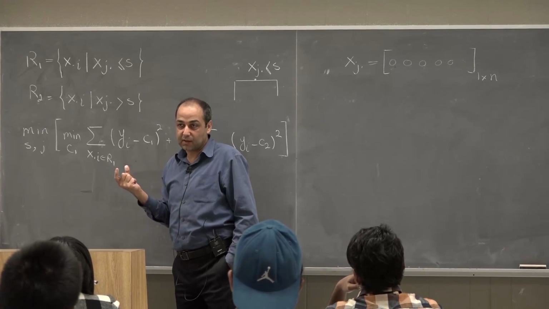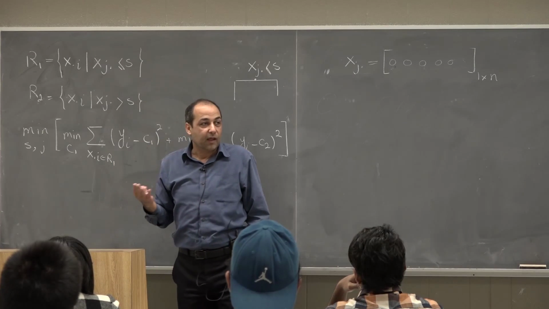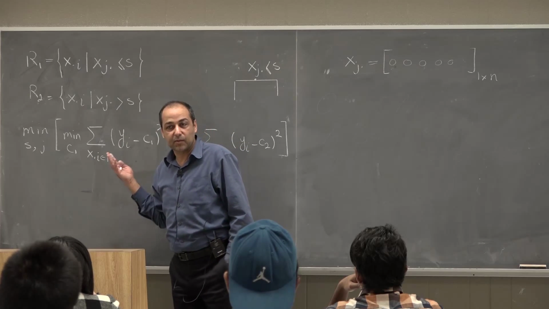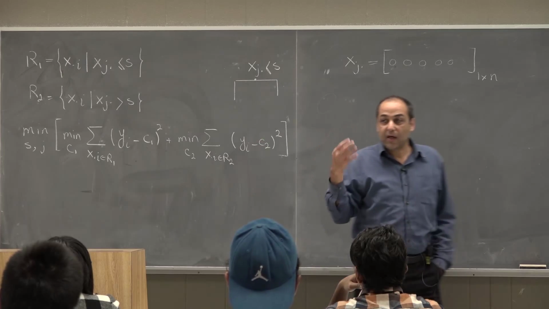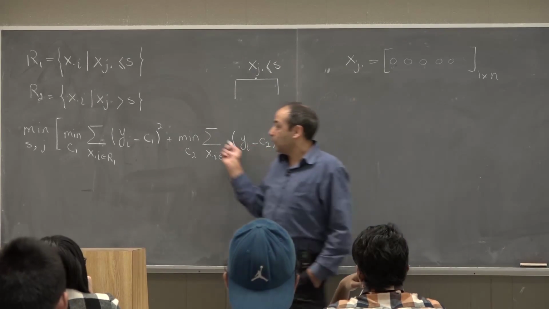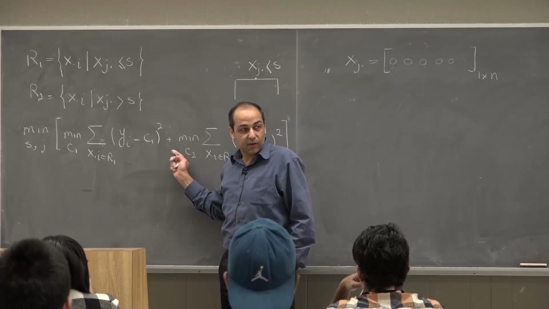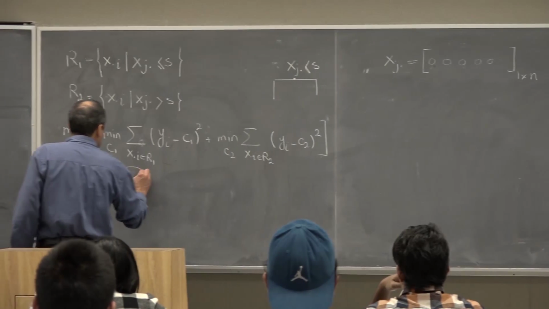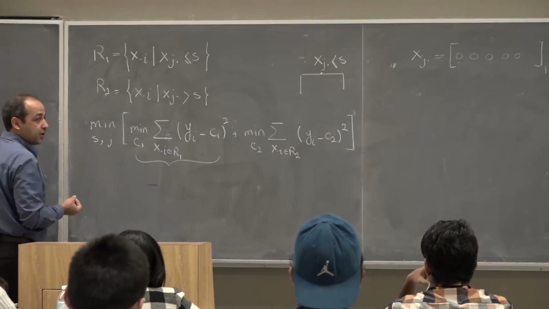There are n possibilities if I choose x1. Then if I choose x2, there are n possibilities. If I choose x3, there are n possibilities. In total, there are d times n possibilities. And among all, the one which has the minimum value is the one that I have to choose. And don't forget that this is basically this minimization.